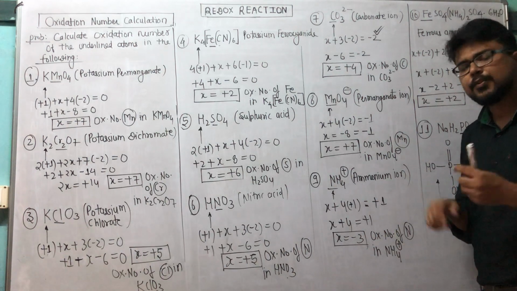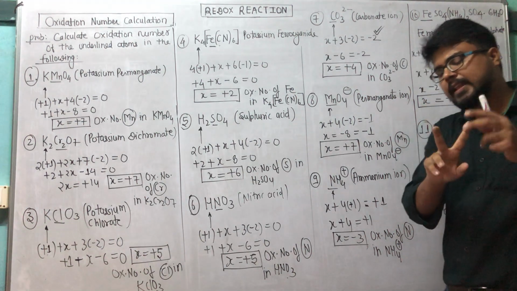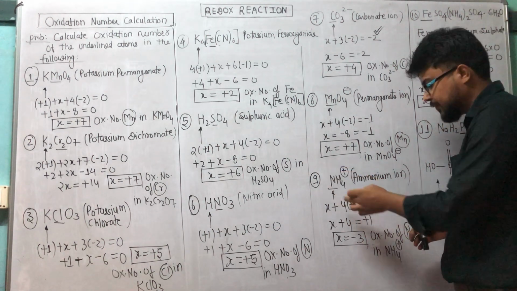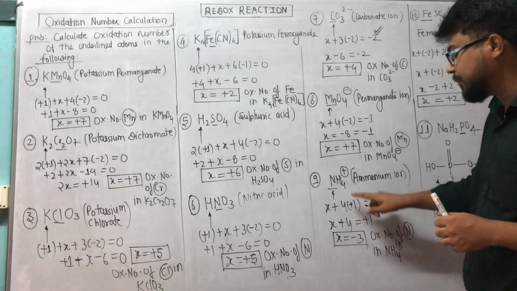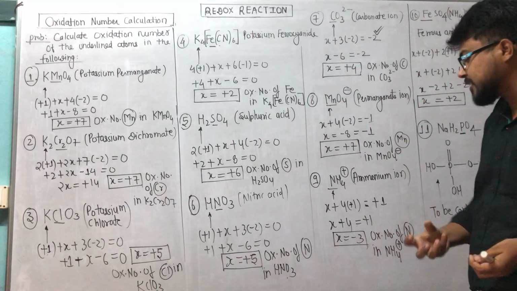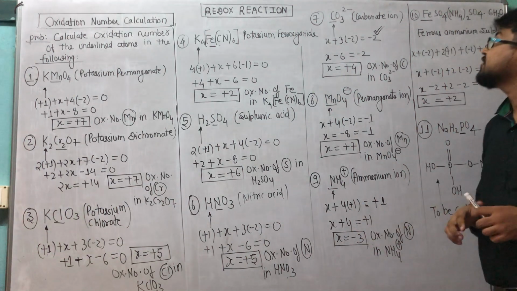Students, why did I take plus 1, why not minus 1? Because H has two categories, plus 1 and minus 1. So if H is connected with non-metal, it will be plus 1, and if H is connected with metal, it will be minus 1. So because here H is connected with nitrogen, a non-metal, its charge will be plus 1 and answer will be minus 3.